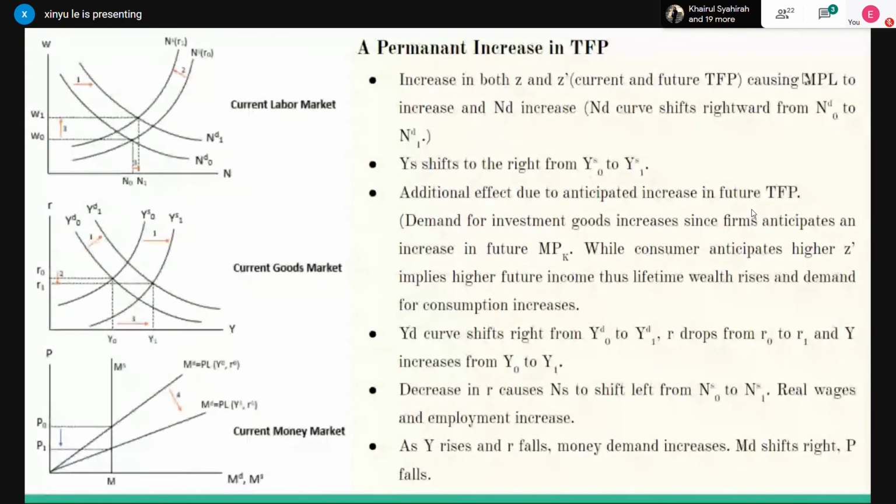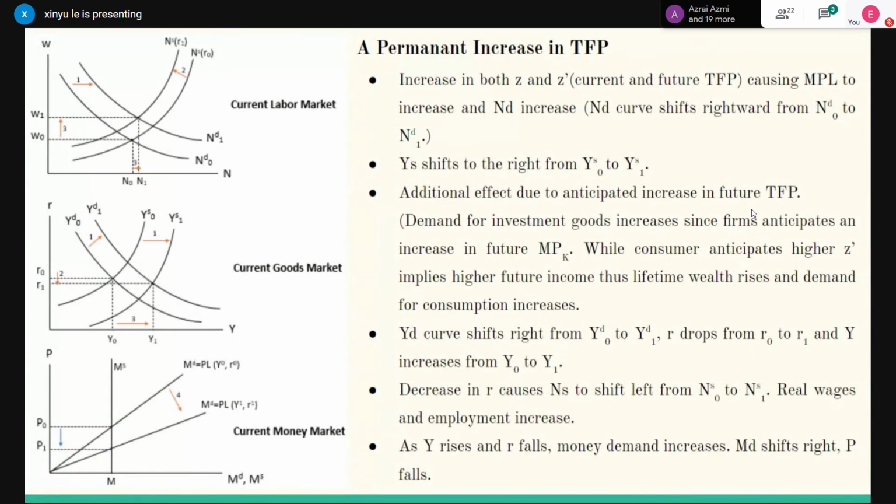A permanent increase in TFP. So an increase in both Z and Z prime, current and future TFP, will cause MPL to increase and labor demand to increase. The labor demand curve shifts right from ND0 to ND1, while the output supply curve shifts from YS0 to YS1.